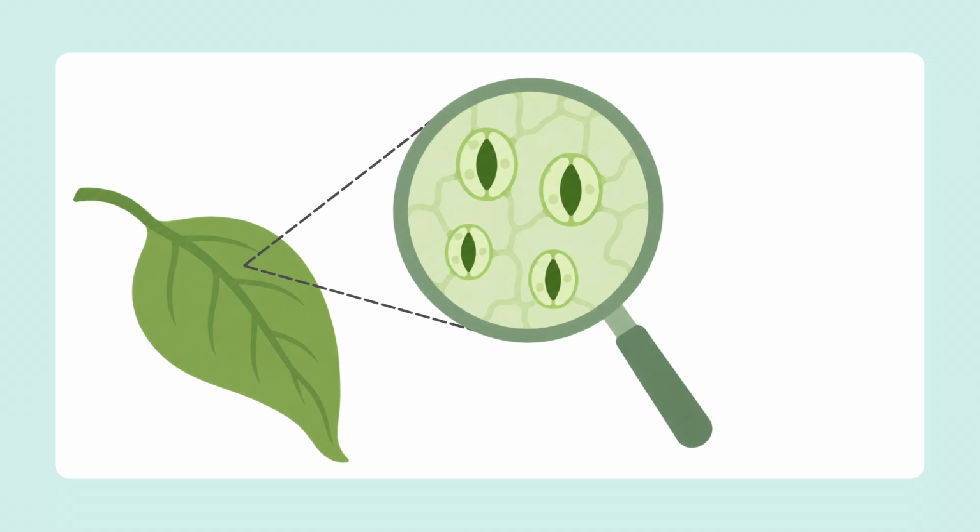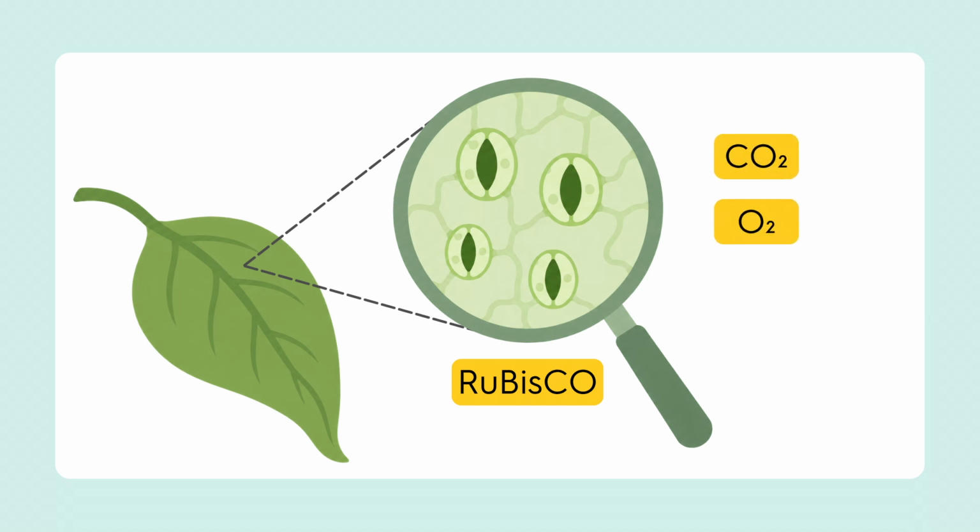Photorespiration happens when the enzyme RuBP carboxylase oxygenase, or RuBisCO, reacts with oxygen instead of carbon dioxide. This becomes more likely when stomata partly close, such as on a hot, dry day, because carbon dioxide drops and oxygen builds up inside the leaf.